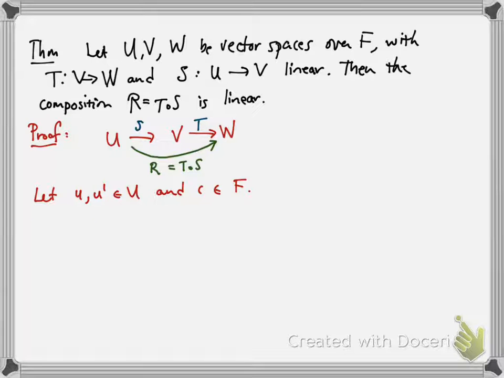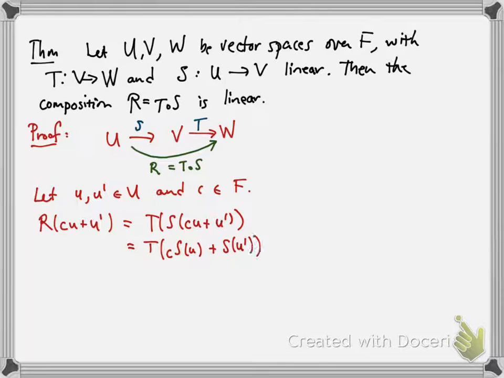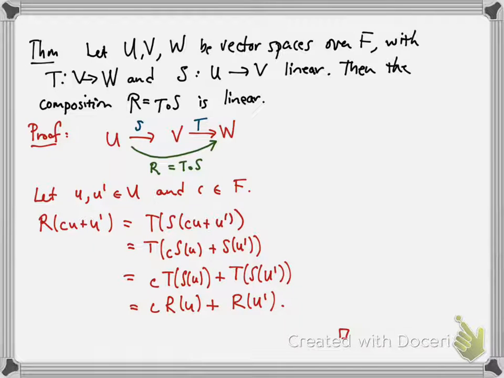So let U and U prime be vectors in U, and let C be a scalar. Then R of C U plus U prime is equal to T of S of C U plus U prime. But now since S is linear, we can break that up into T of C times S of U plus S of U prime. And now we use the fact that T is linear to break that up. And we get C times T of S of U plus T of S of U prime. But that's exactly C times R of U plus R of U prime, which shows that R is linear.